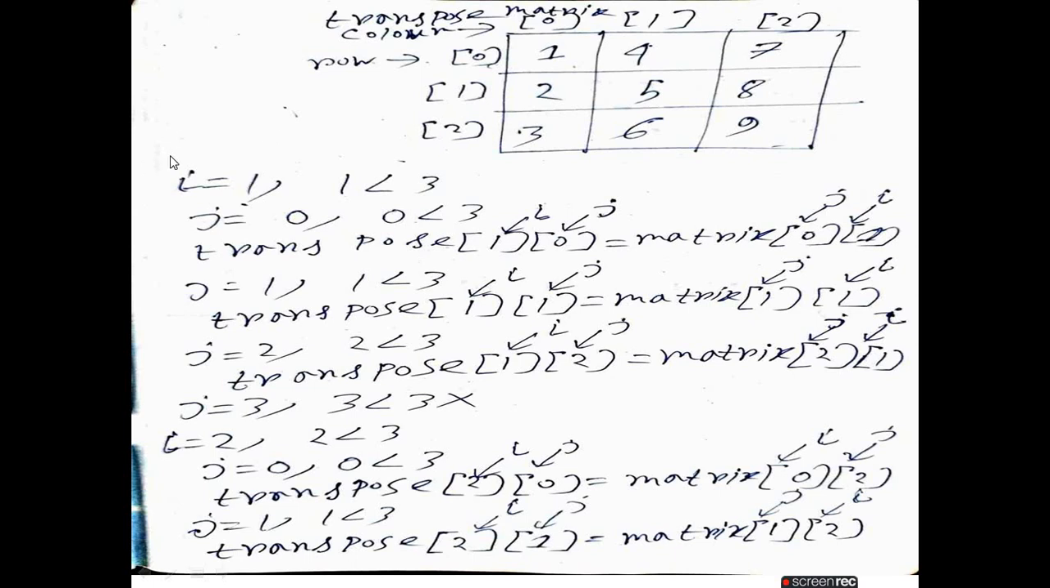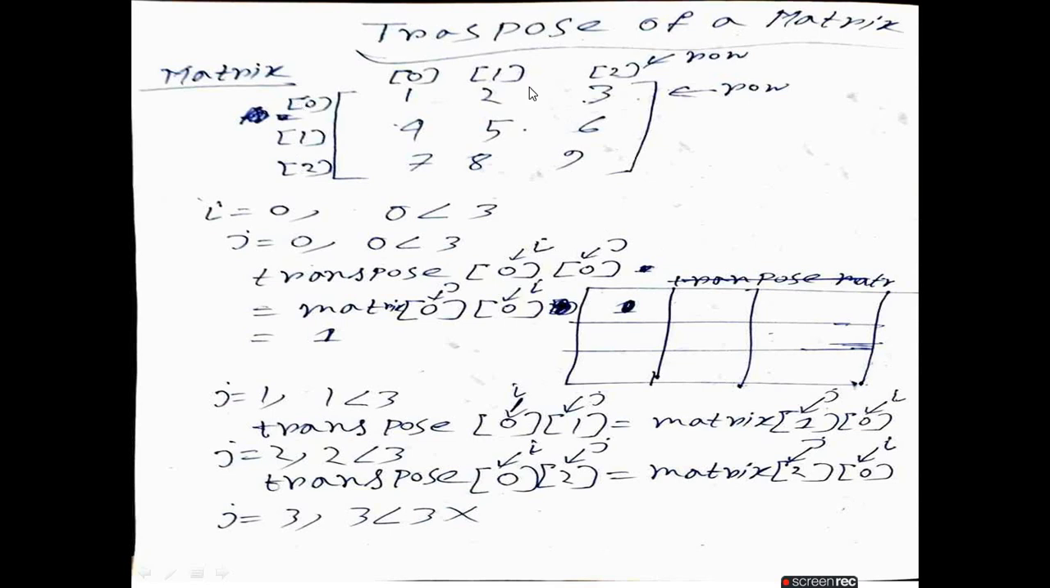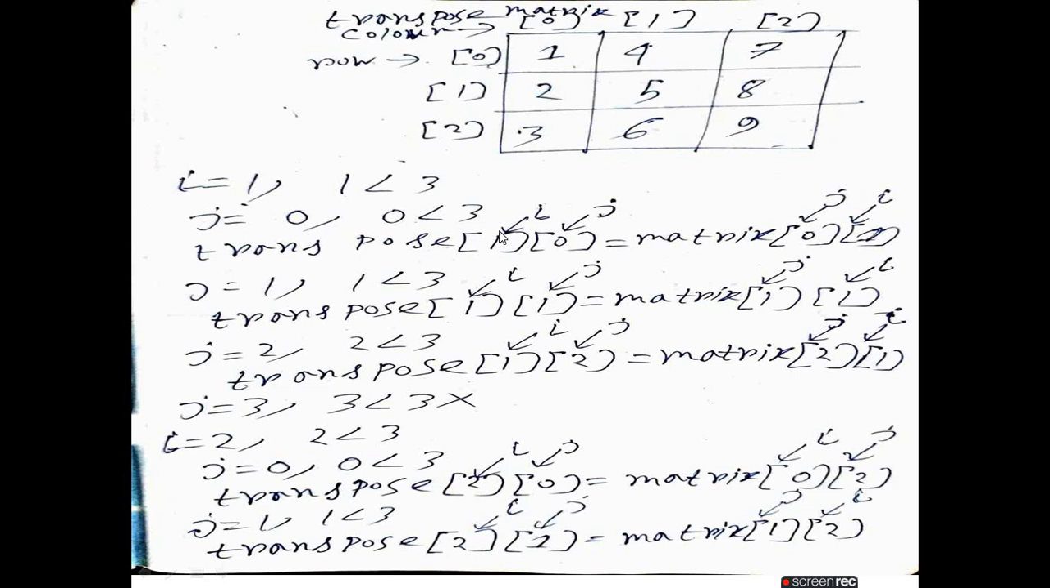So what is our i value? The i value becomes 1 now. 1 is less than 3, yes. Then j is assigned 0. 0 less than 3, yes. What is the transpose of ij? What is the i value? 1. What is the j value? 0. Assigned with matrix ji, j is 0. What is the i value? 1. That means what is the value of matrix 0 1? Matrix 0 1 value is 2. So this 2 is successfully inserted in transpose of 1 0, that is row 1, column 0 of the transpose matrix.